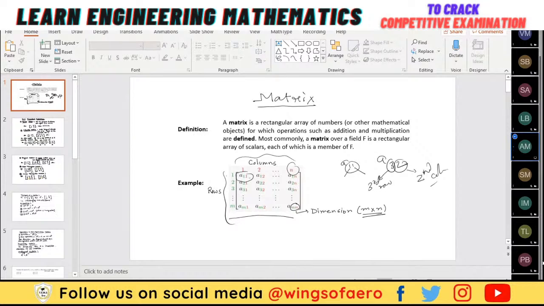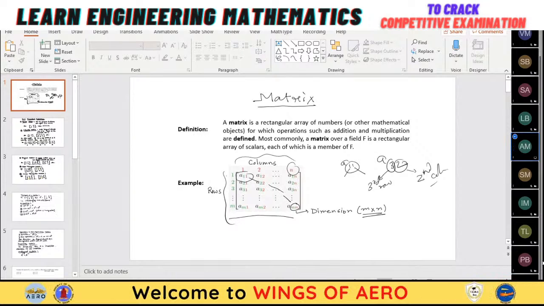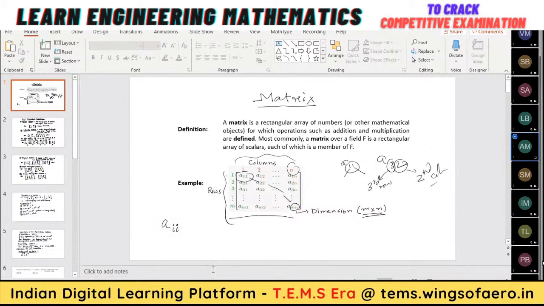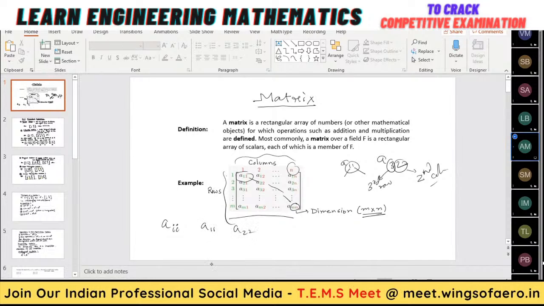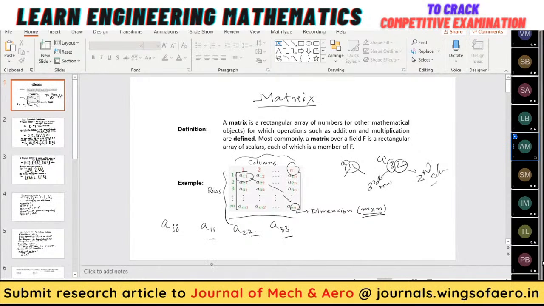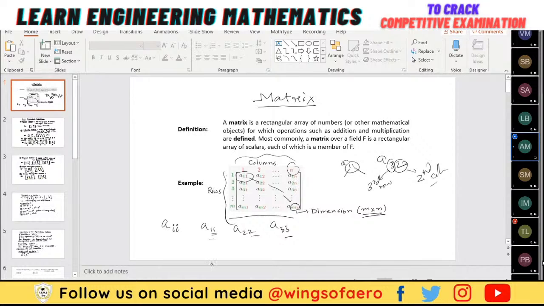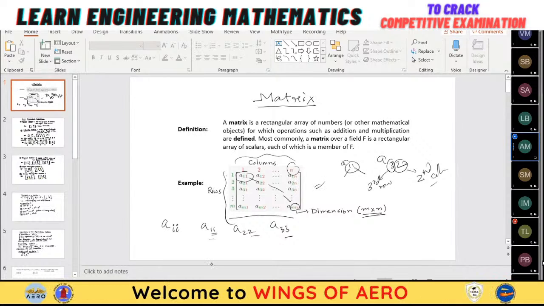And if you see the diagonal elements, each and every diagonal element is represented by Aii, and ii means A11, A22, A33. So each and every diagonal element is represented by the same indices, that is 1, 1, 2, 2, 3, 3, and so on. So this is the basic representation of a matrix.